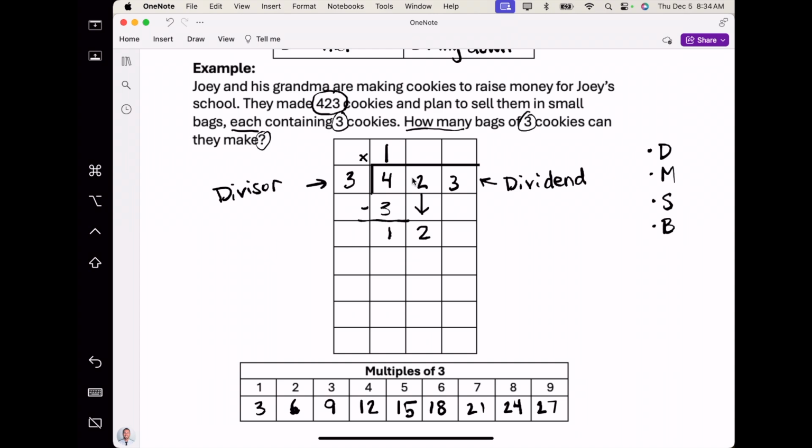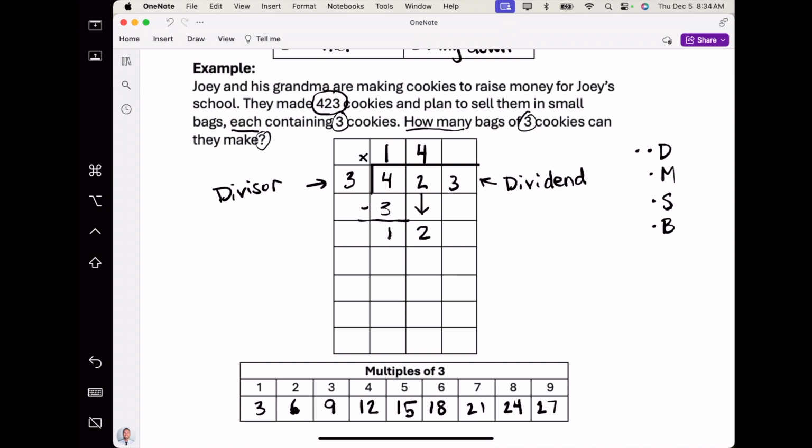So now you can see I'm dividing 3. I dropped the 2 down, so I'm dividing 3 into 12. So my question is, how many 3's are there in 12? Well, 12 is actually a multiple of 3, so I see that there are 4 3's in 12. The 4 in my quotient goes above the 2 that I was dividing into. So my divide step is done again. Notice I'm marking it each time I do it.